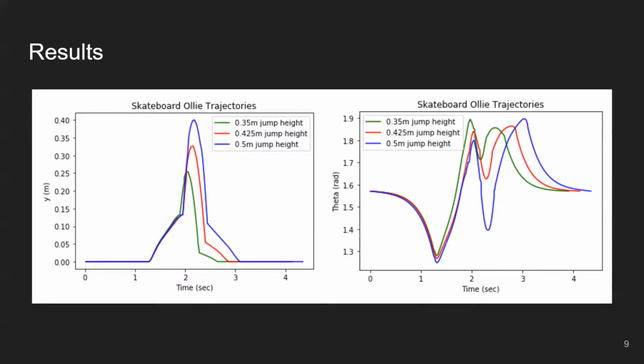Different jump heights can be supplied to the optimization problem, but nothing can be solved over a half a meter due to acceleration constraints on the control angle.